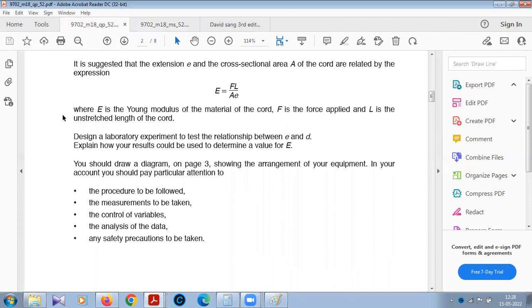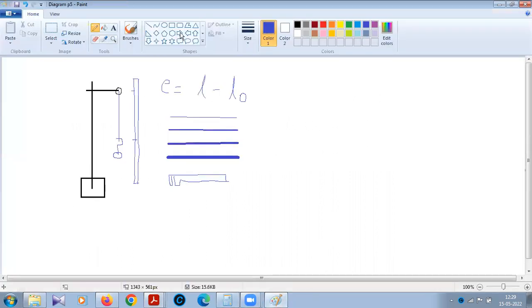Because if you read that question, they are telling that determine how your results could be used to determine the value of E. So you have to use that gradient. Using that gradient you can find out the value of E. Here E is what? F into L upon A into e. So E is equal to, I can write it down.